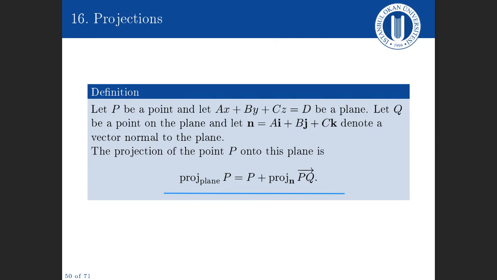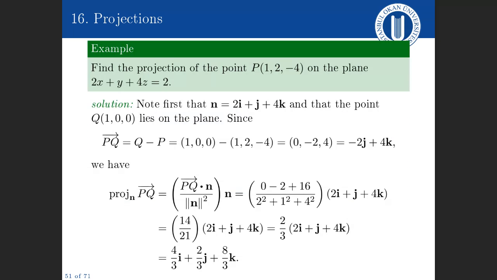Let's do an example. Find the projection of the point 1, 2, minus 4 onto the plane 2x plus y plus 4z is equal to 2. We need the normal vector to the plane. Straight away we can write down 2i plus j plus 4k.